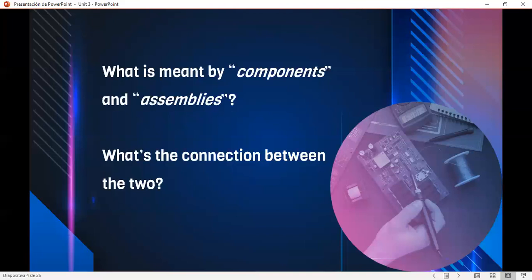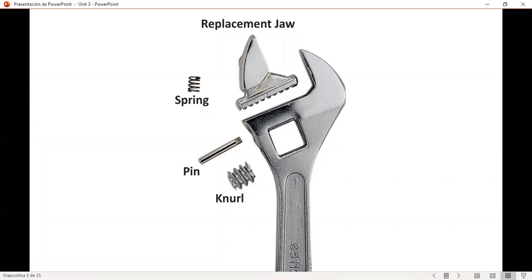Now I'm going to show you a picture of an assembly. Actually, it's a tool, but this tool is an assembly. Look at it. We have a replacement jaw. You see, this is a tool, and in this case, an assembly. Why? Because we have different components. You can see the replacement jaw, the spring, the pin, the knurl. Anything that we assemble together, that we put together, becomes an assembly. Each part of that tool, that machine, that system, is a component. In general, if we take out a component, then the assembly would not work correctly, or maybe would not function.